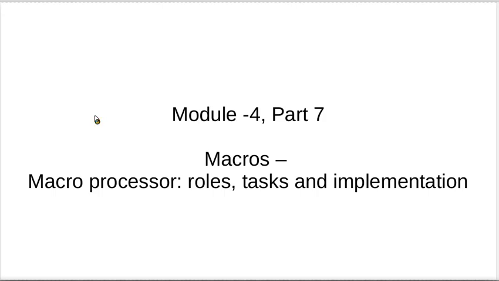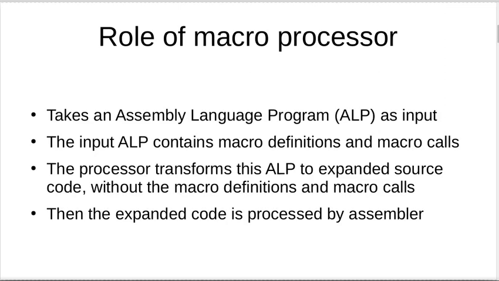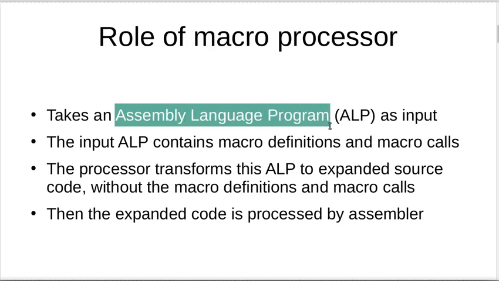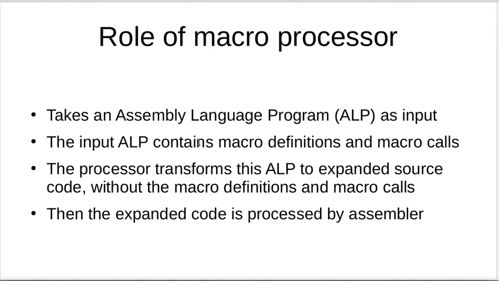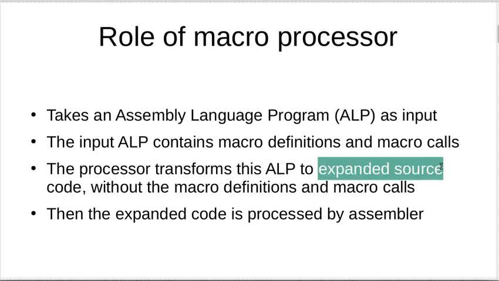So today we will start with the last part of macros, that is the macroprocessor. We'll quickly go through the role of a macroprocessor first. What it does is it takes an assembly language program as input, and the input assembly language program is supposed to contain some macro definitions and macro calls. That is why we are using the macroprocessor. This macroprocessor then transforms this assembly language program to an expanded source code.